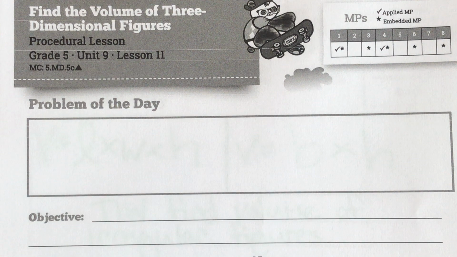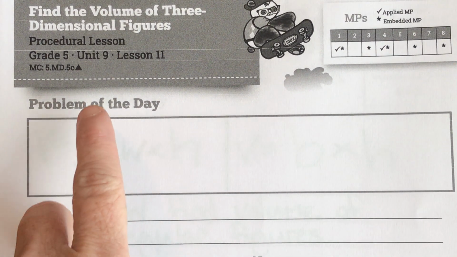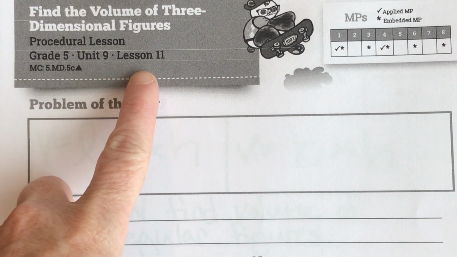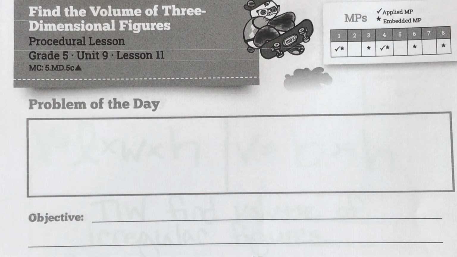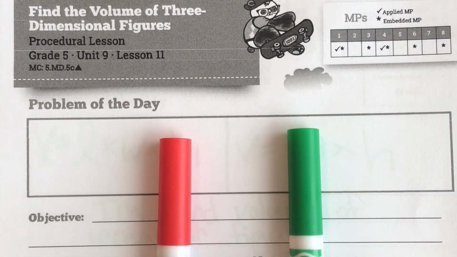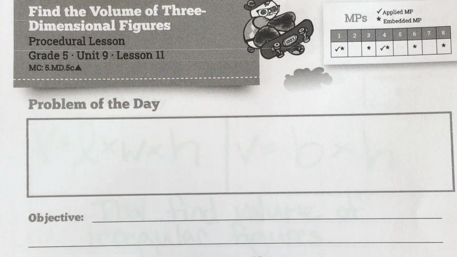Now, I apologize again, just like yesterday, I don't have the exact page number. So if you could just find in your book, Unit 9, Lesson 11. I'll give you a moment to find that. And as you're finding that, remember our colors, go with me, watch me.